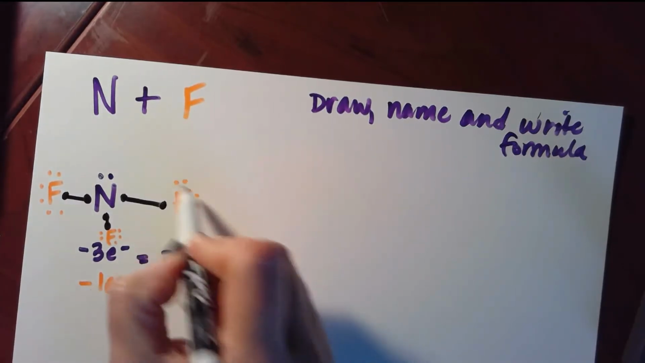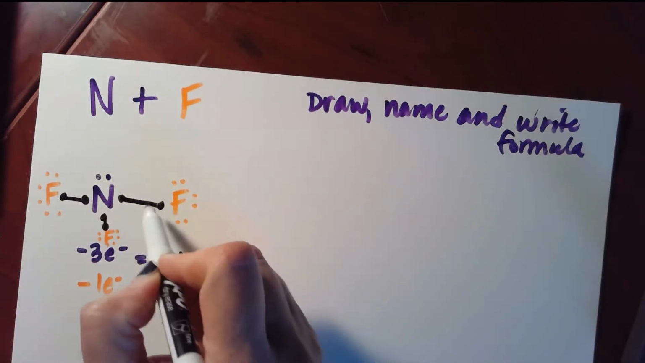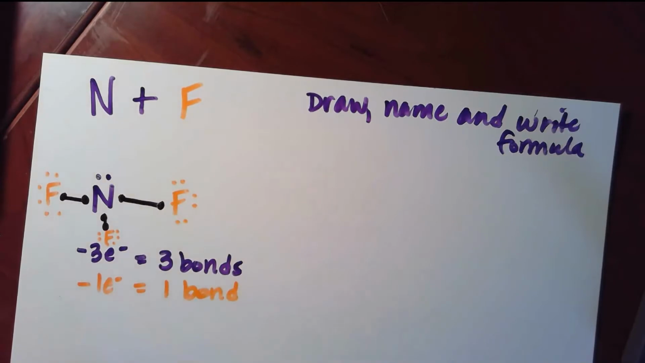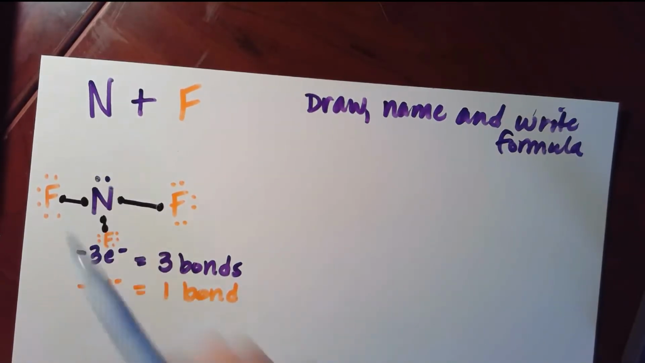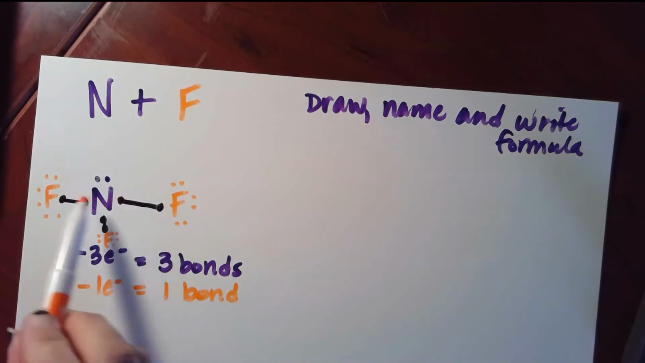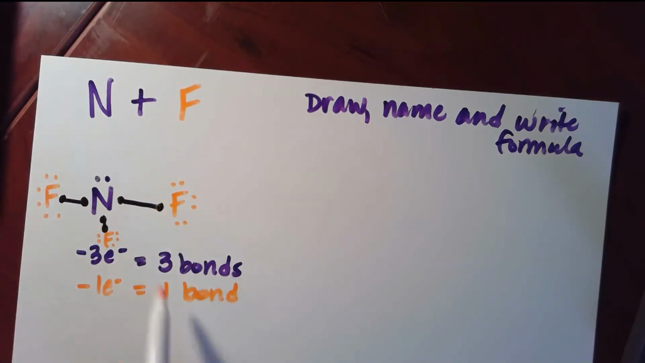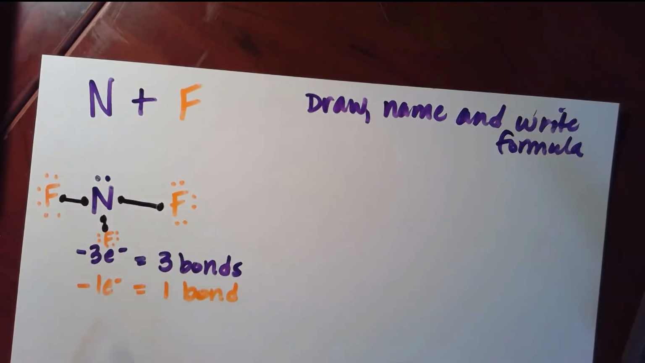Now, if I do this, each fluorine has 8. 2, 4, 6, 8. Now look at nitrogen. Nitrogen has 2, 4, 6, 7, 8. Everybody has 8 electrons. Like we said, nitrogen was going to make 3 bonds because it needed 3 more electrons. And each fluorine makes 1 bond because it needs 1 more electron.